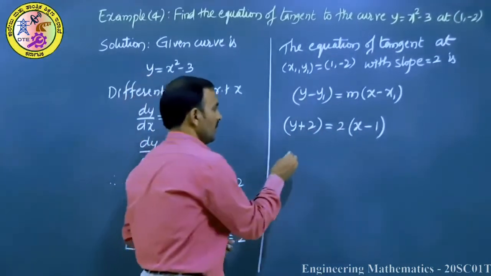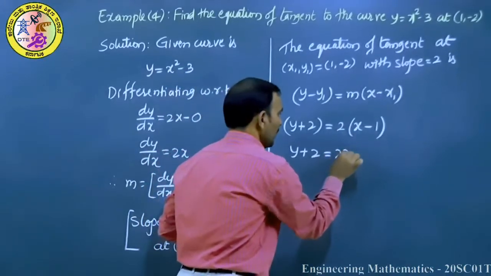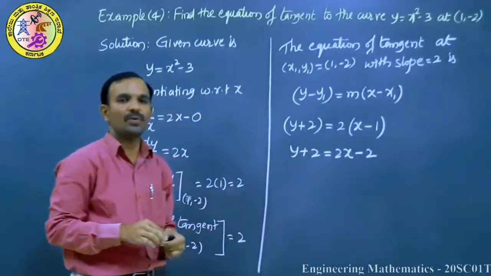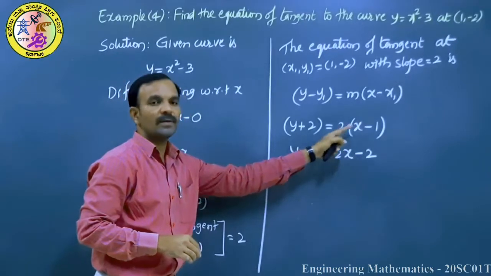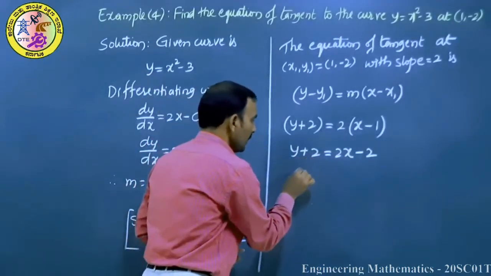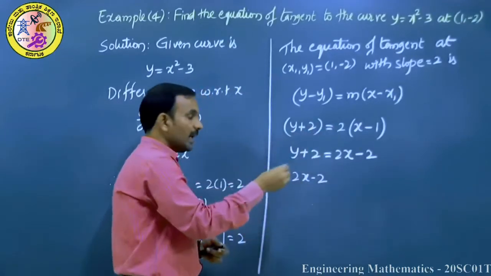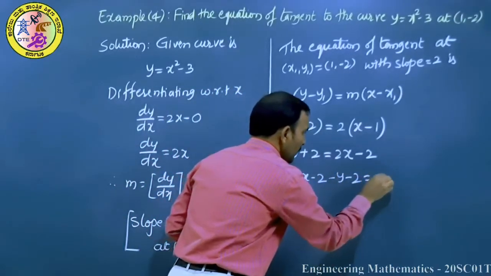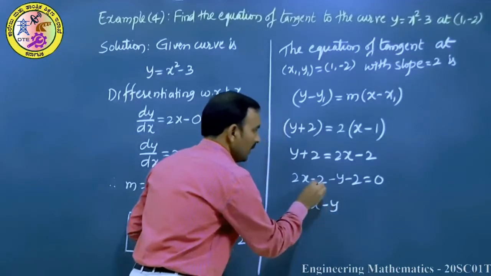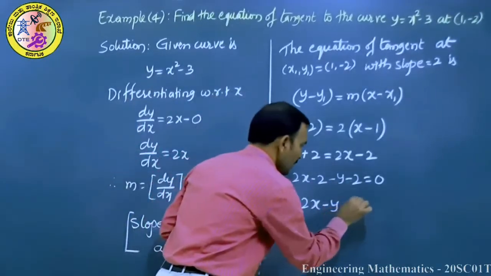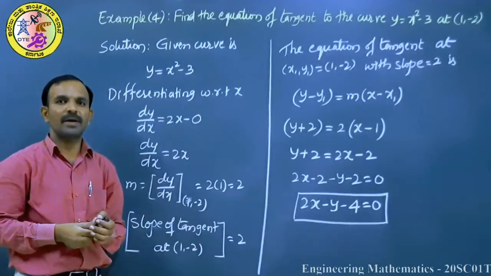Now substitute. Y plus 2 is equal to 2 into x, 2x, minus 2 into 1, 2. If you take y plus 2 to that side, it becomes 2x minus 2 minus y minus 2 is equal to 0. That becomes 2x minus y minus 2 minus 2, that is minus 4, equal to 0. This is your required equation of tangent.